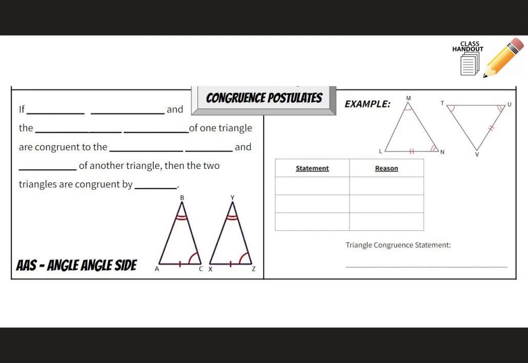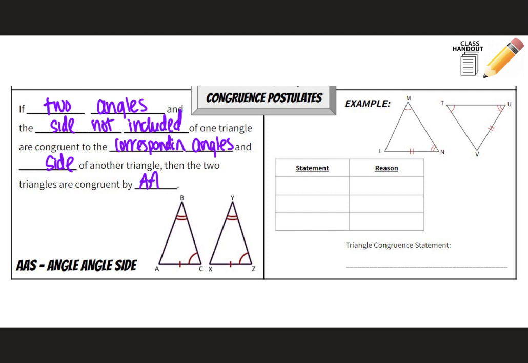All right, the last congruence postulate is AAS. This might seem like it's the same as the previous one, but notice the side is in a different spot. Angle, angle, side says if 2 angles and the side not included of one triangle are congruent to the corresponding angles and side of another triangle, then the 2 triangles are congruent by AAS.